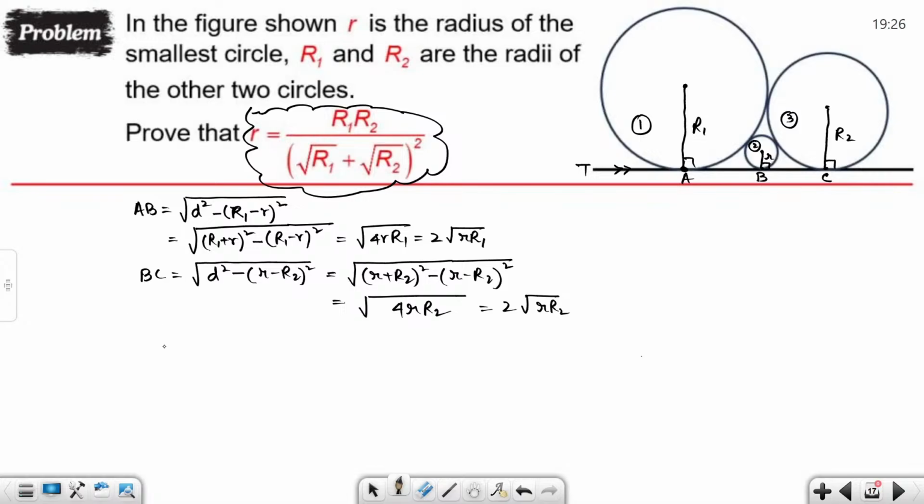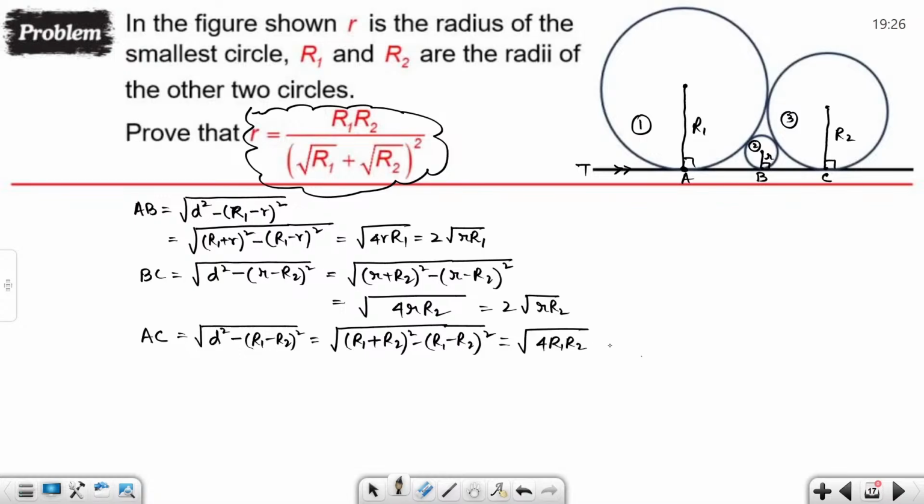Now let us consider the circle 1 and 3. Again, in this case, the length of the direct common tangent is AC, which is nothing but root over of d square minus (r1 minus r2) whole square. Am I correct? So in this case, your d is the distance between the centers, which is nothing but (r1 plus r2) minus (r1 minus r2) whole square. So now if I open the bracket, we are going to have 4 r1 r2. So from here we can write it is 2 times root r1 into r2.